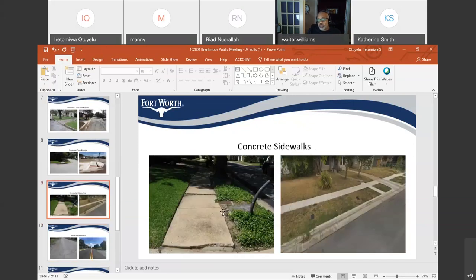The picture on the left shows another example of a damaged sidewalk on one of the streets. We're going to be replacing that. We're going to be working on that as needed. And by the time we're done, it's going to look like the picture on the right when we're done with our project.